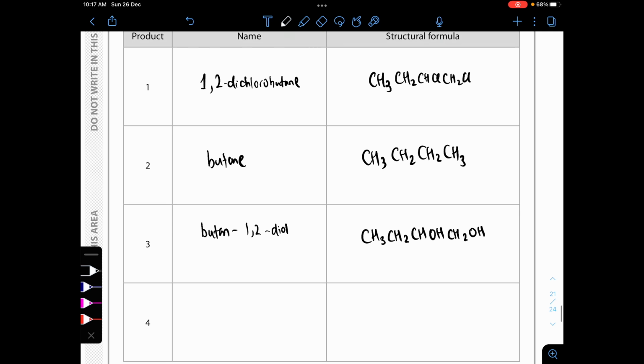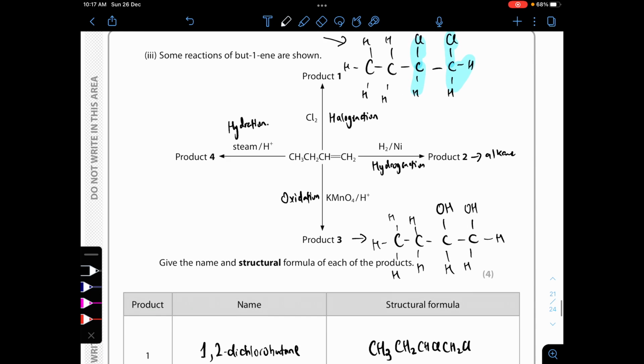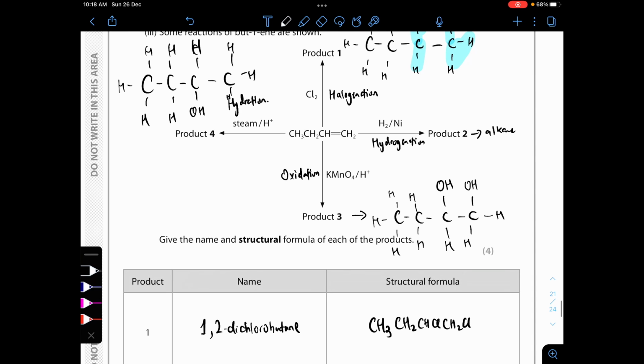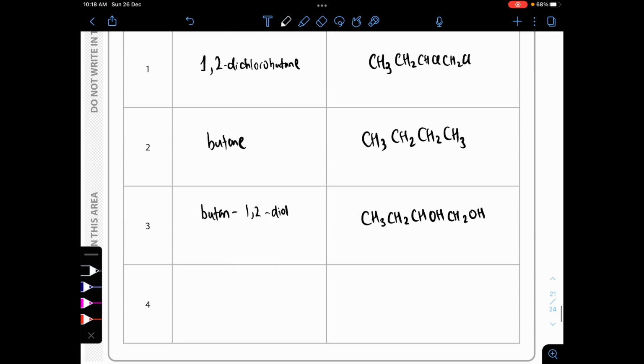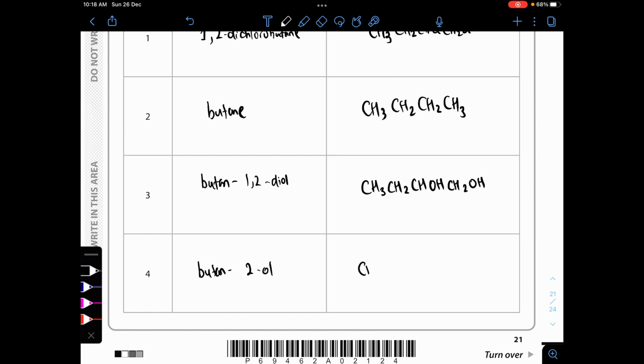Okay, now let's look at product 4. So now we're adding steam and we're adding H+. Now this actually will give us only one OH group. So if we were to draw it as C and C, we're left with our normal hydrogens, and then over here we have our OH, and then normal hydrogens. So what is this? This is butan-2-ol, right? You can see it's on the second carbon. So that would look like CH3, CH2, and then the second one, CHOH, CH3.